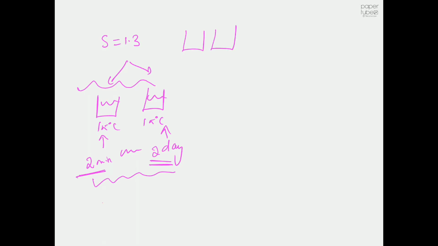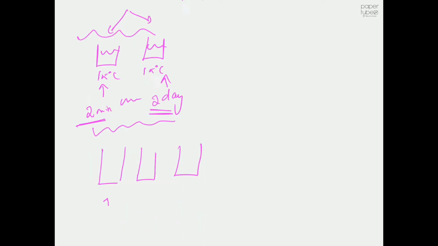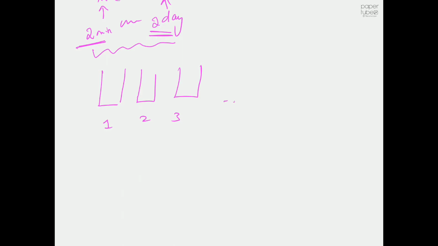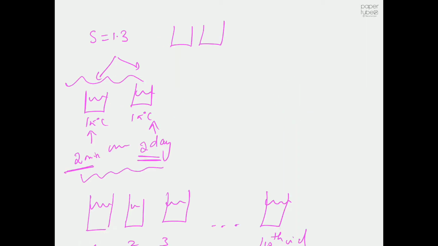So what we did in the lab is we used 40 vials. Just assume we did 40 vials: 1, 2, 3, and then this is your 40th vial. Say we are working with a supersaturation of 1.3. This 1.3 will not come just like that in the solution. We have to create the supersaturated solution.